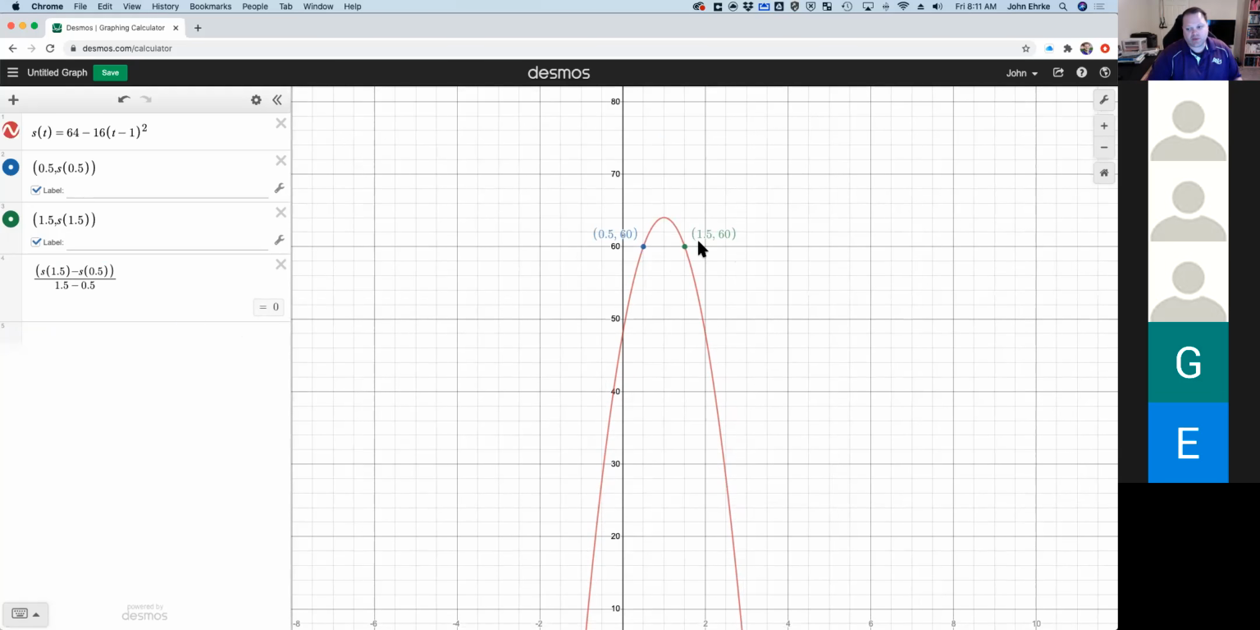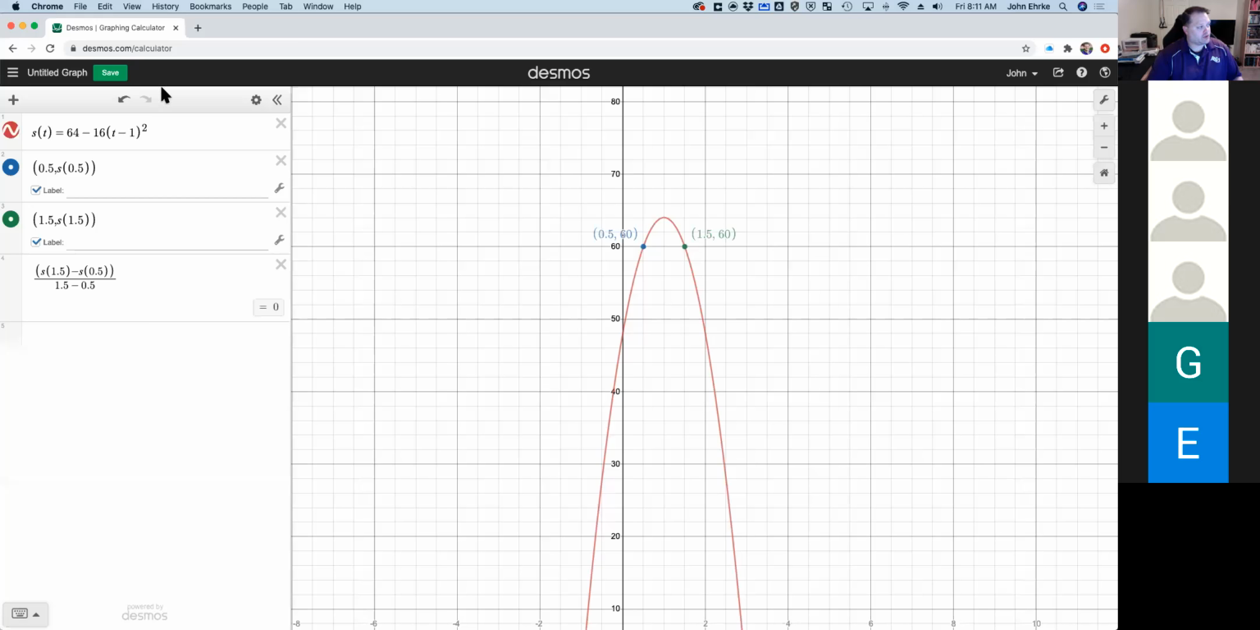And the reason it makes sense that the average velocity is 0 is because the curve is symmetric about 1. So all of the positive velocities that you've accumulated heading toward 1, the opposites in terms of negative velocities happen on the way to 1.5, and they cancel each other out, leaving an average velocity of 0 meters per second.